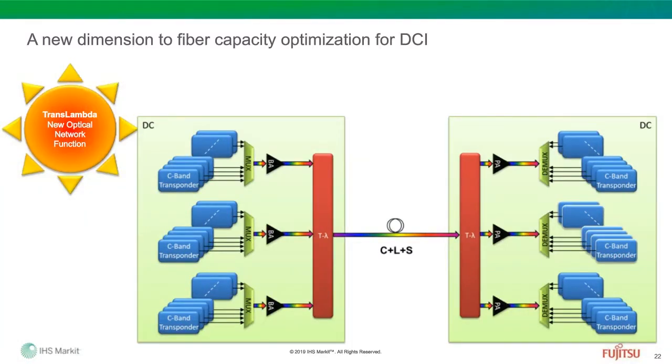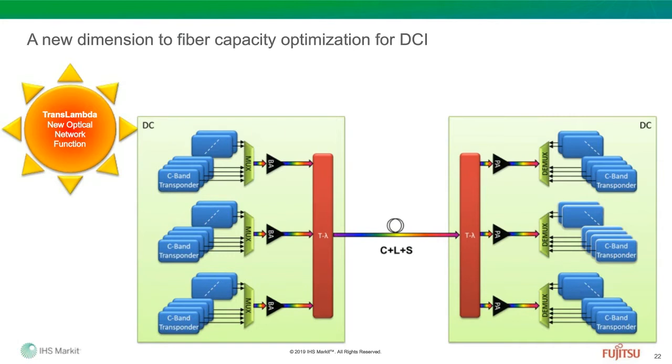Fujitsu has created a whole new dimension called trans-lambda, that is basically a new function in the architecture of optical transport network. What it does is it optically converts wavelength of input optical signal from one band to another, or within the same band in a controlled manner.